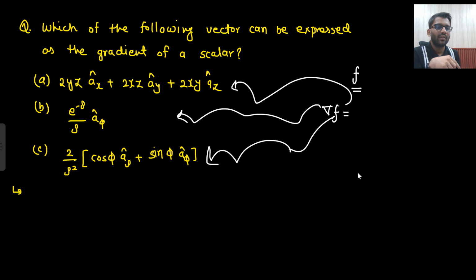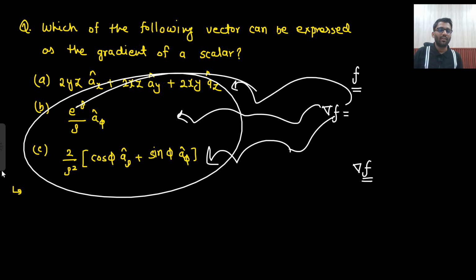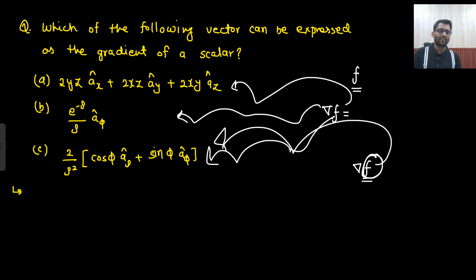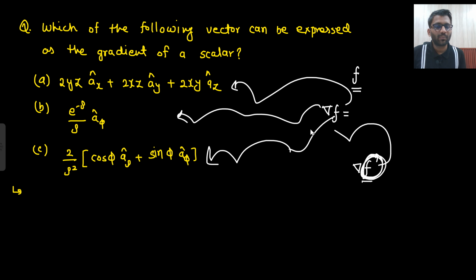You took the gradient of a scalar quantity. If you took the gradient of a scalar quantity, what are you going to get? A vector. So these are the vectors you are getting. So is that possible? From any scalar fields, by taking the gradient, is it possible to generate these vector fields? This is what they are asking.